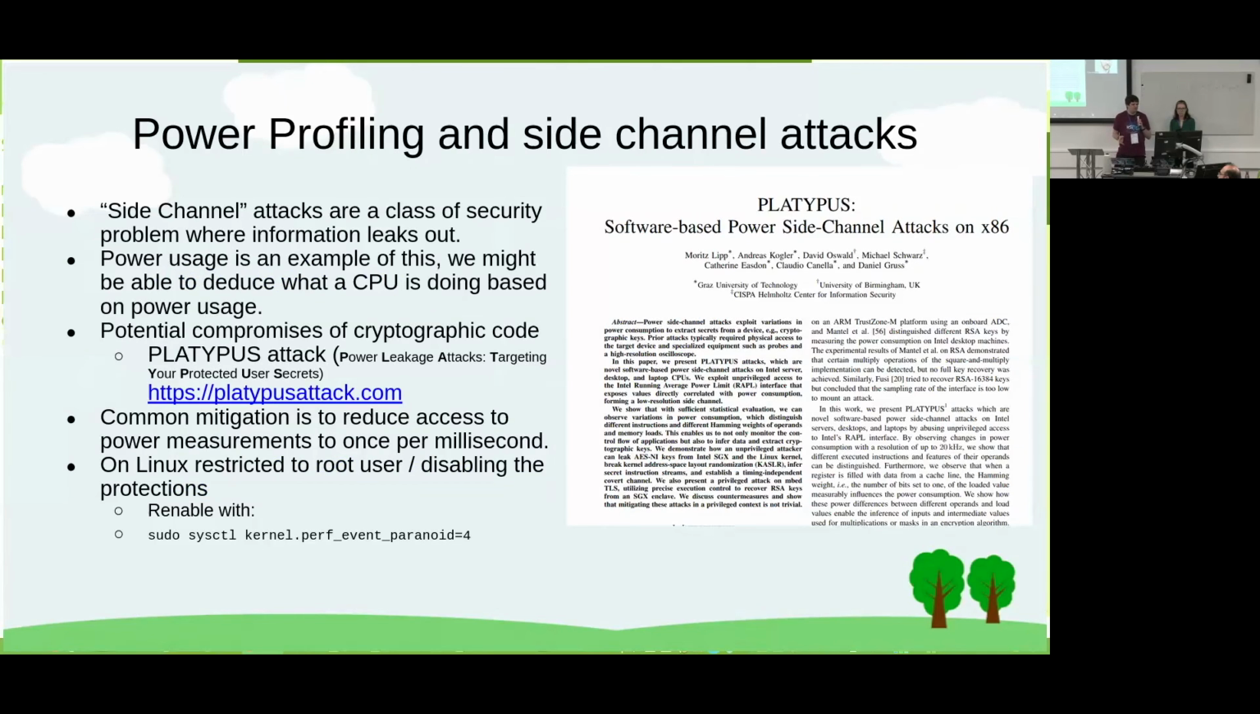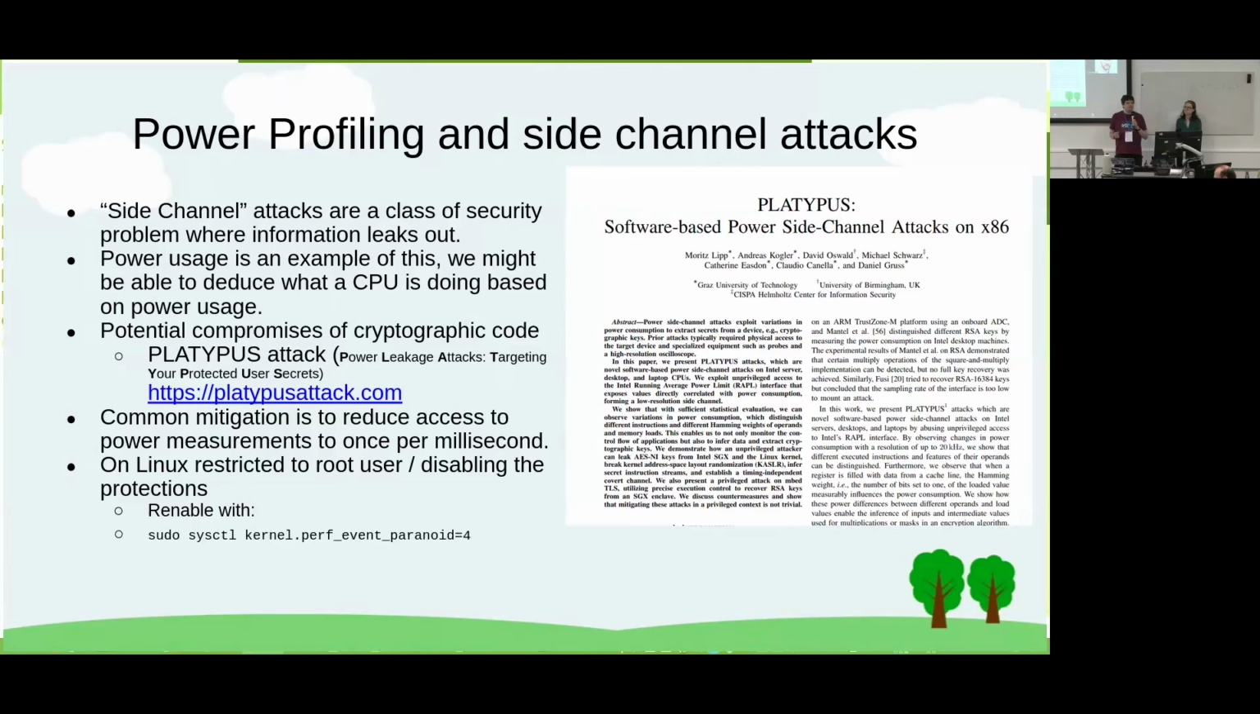I'll just mention the side channel attacks and then I'll demo it. So the side channel attacks are where your computer leaks some information inadvertently through a side channel, such as how much power it's using. And if you can do very, very high resolution profiling of how much power the computer is using, you can infer about what the CPU is doing at the time.